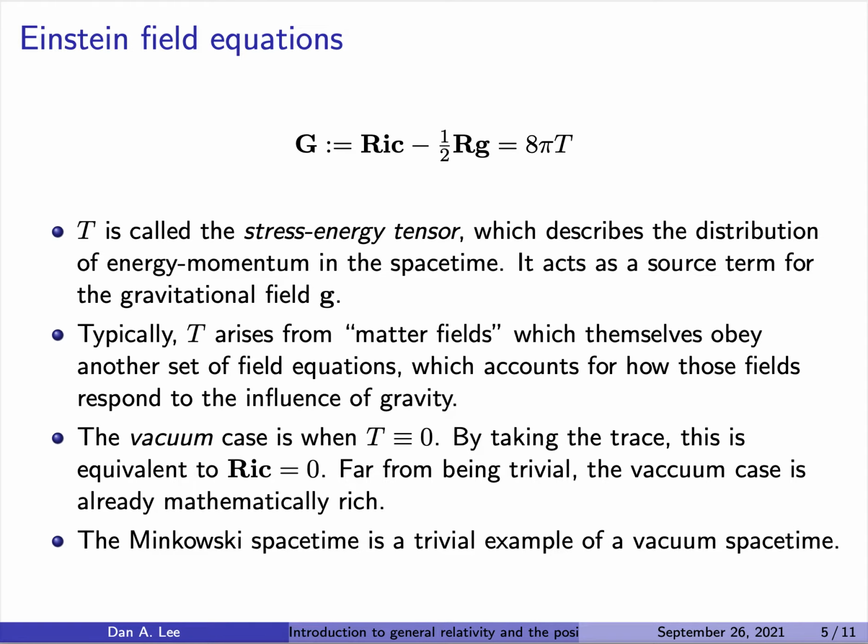The Minkowski spacetime is the trivial example of vacuum spacetime. The Minkowski spacetime has vanishing curvature. I mentioned earlier that in Lorentzian geometry, the definitions for connections and geodesics are pretty much the same as in Riemannian. Same is true for curvature tensor, right? The way we define the Riemann curvature tensor, the Ricci tensor, the scalar curvature, it's all the same in Lorentzian geometry. There's no new complications there.